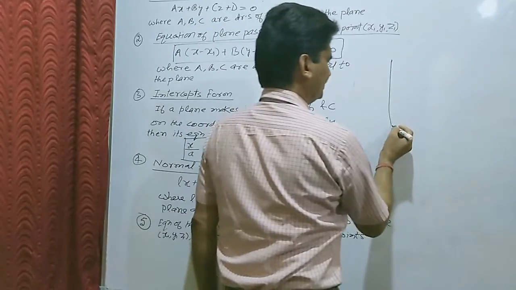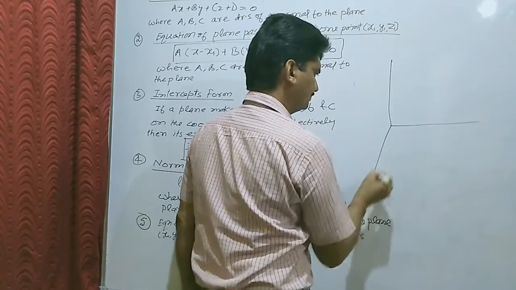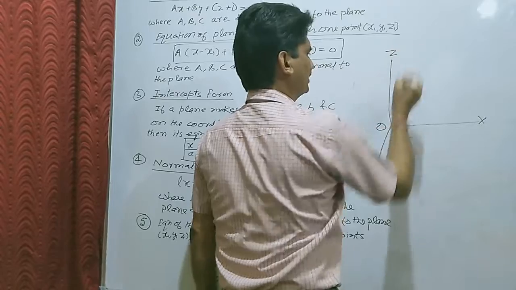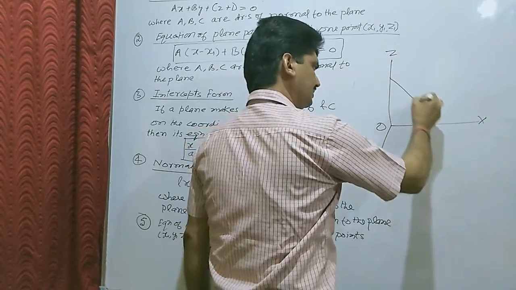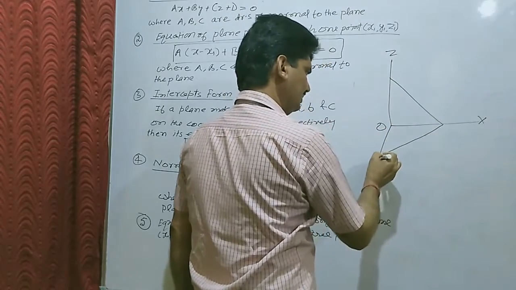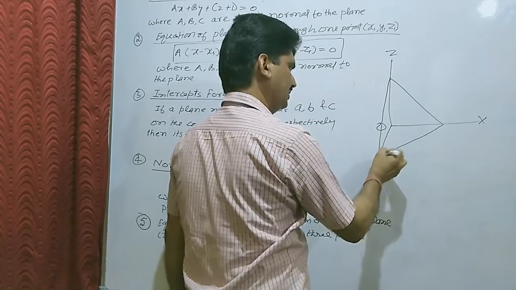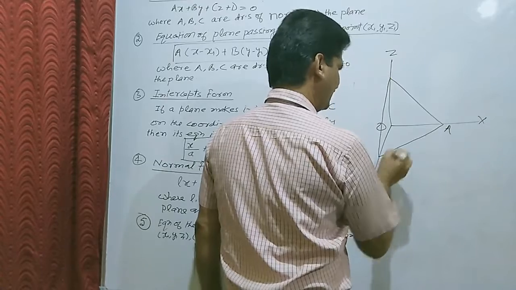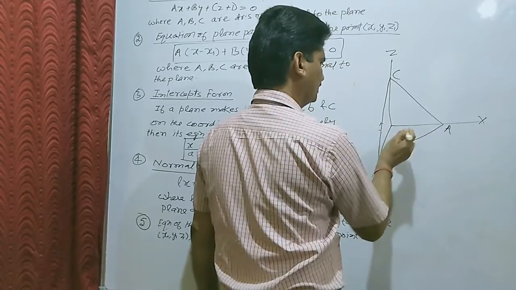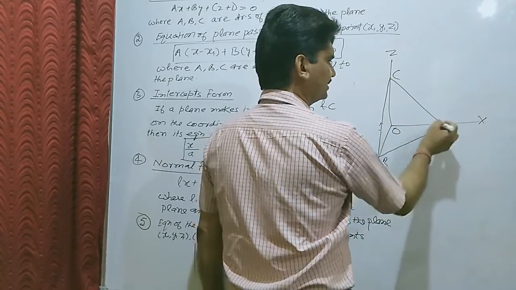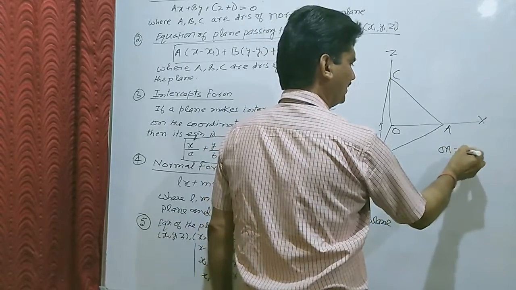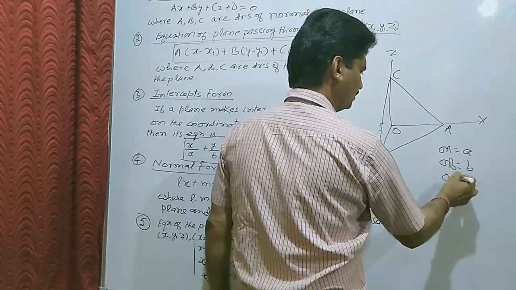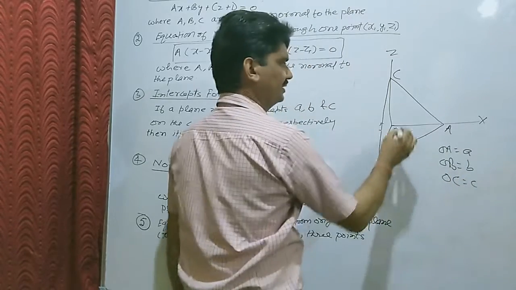That is, this is the coordinate system Oxyz, okay, and a plane which cuts these axes, suppose at A, B and C, and O is the origin. So the intercepts are OA equal to small a, OB equal to small b, these are intercepts, OC equal to small c, this is A.